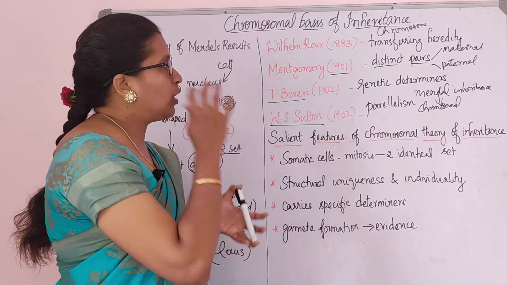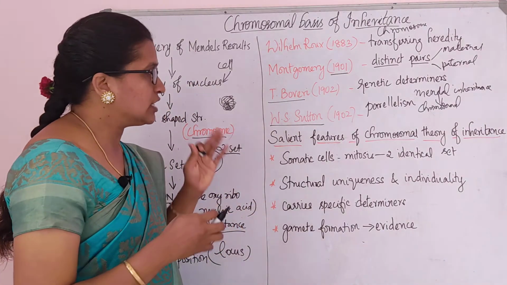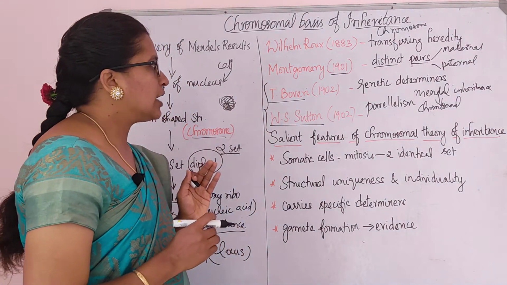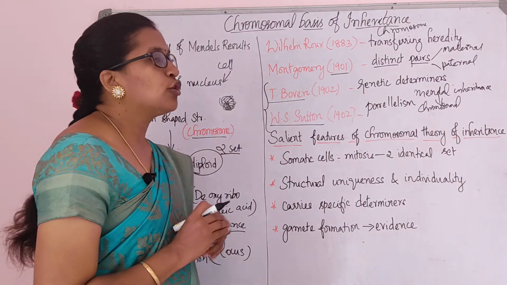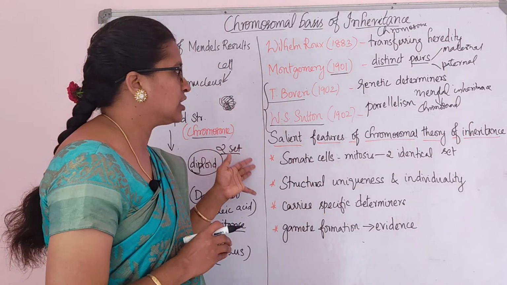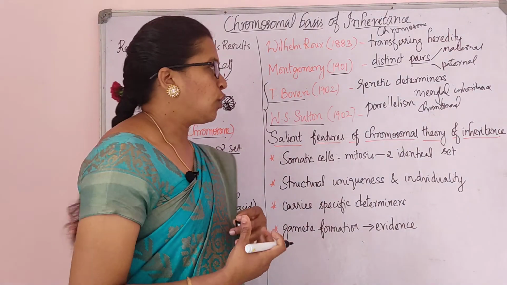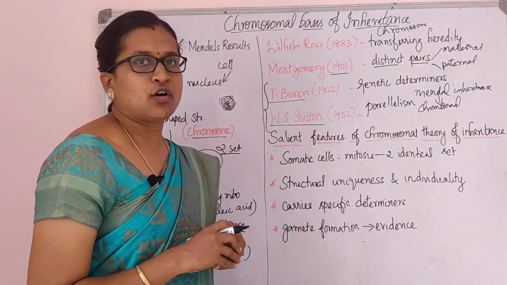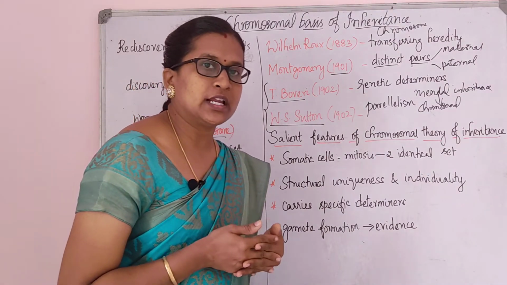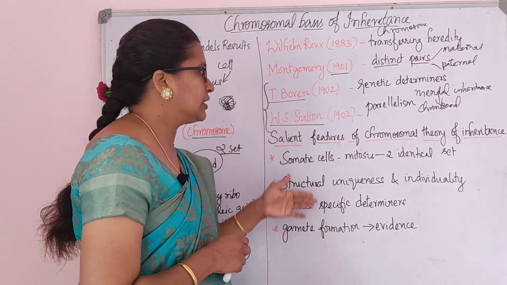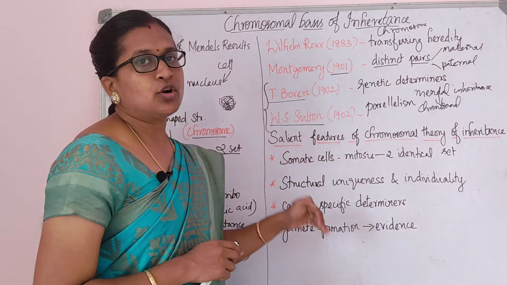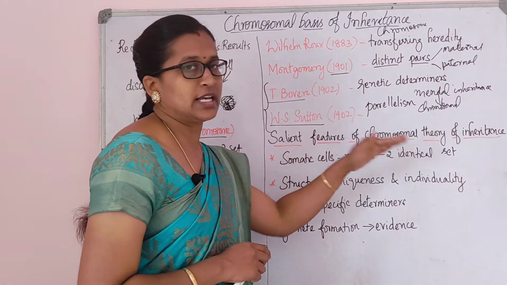Okay, so all these things happened, and in 1903 both the scientists joined together, T. Boveri and W.S. Sutton, and they proposed the chromosomal theory of inheritance. Based on Mendelian principles only, they narrated this chromosomal theory of inheritance. Next, we come to know about the salient features of this chromosomal theory of inheritance.